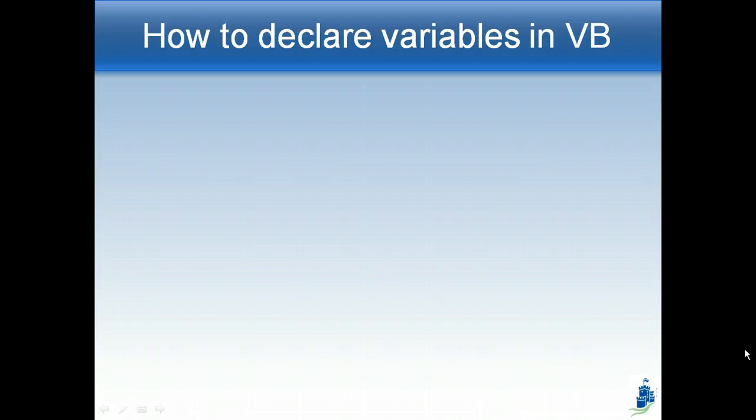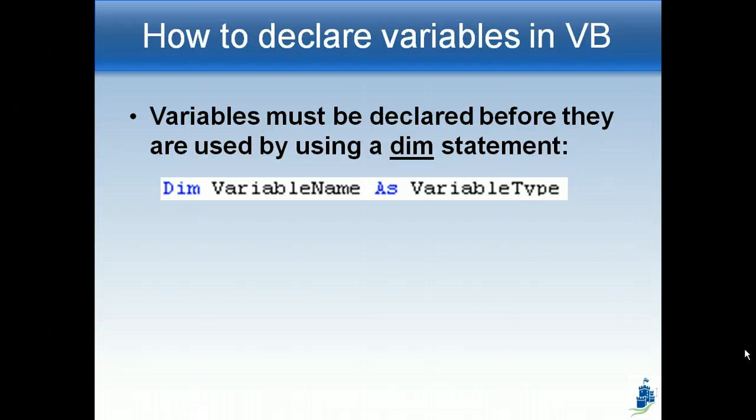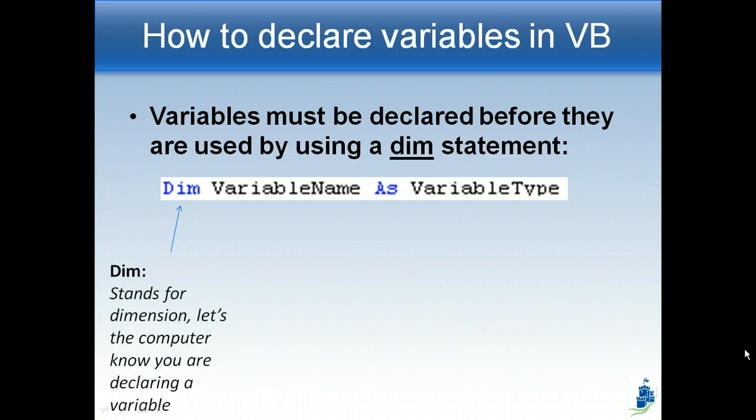But how do we do it in Visual Basic? So we have to use something called a dim statement. Variables must be declared before they're used. That's important, right? You can't use this storage space if you haven't told the computer how big the storage space should be. And we tell it that by using a dim statement, okay? And this is what a dim statement looks like. It starts out, of course, with dim, D-I-M, okay? That's the first and most important thing. And that stands for dimension, okay?